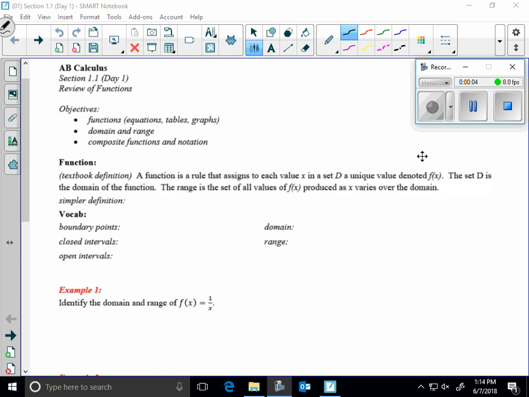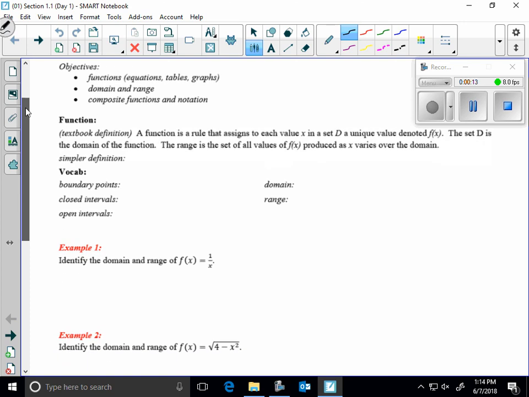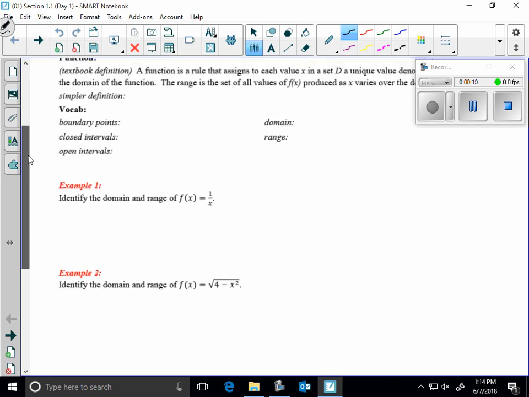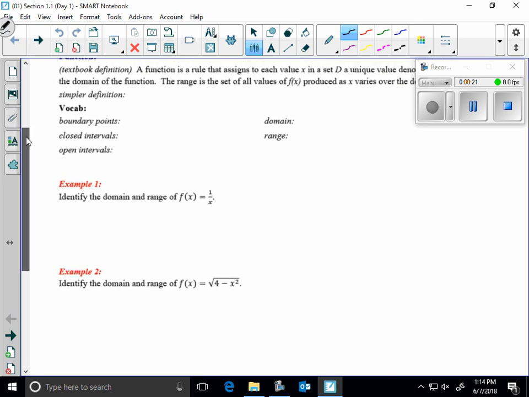1.1, day number 1 of AP Calc. We're going to talk about the following objectives: functions using equations, tables, and graphs, domain and range, composite functions, or compositions of functions, and then some notation stuff. Vocabulary terms here you can see: boundary points, closed intervals, open intervals, domain and range.